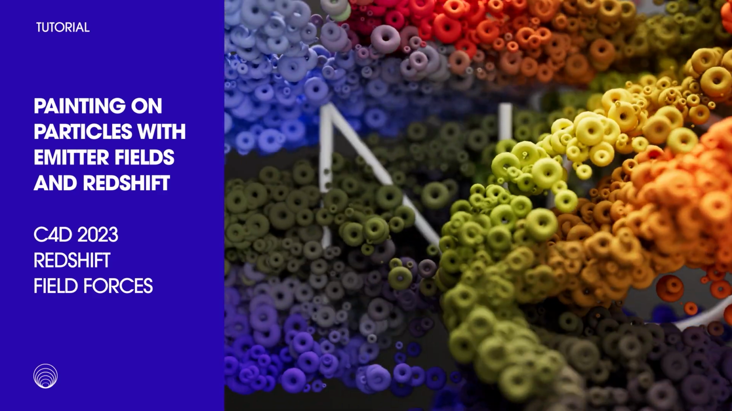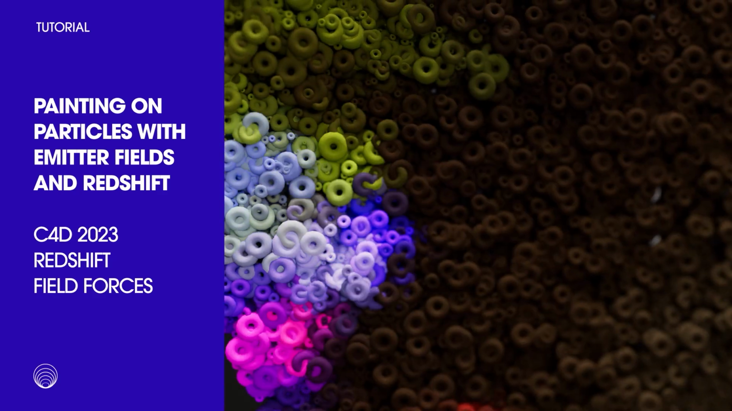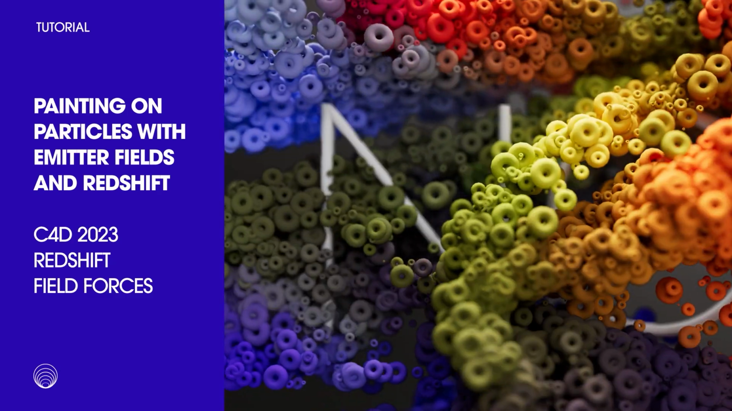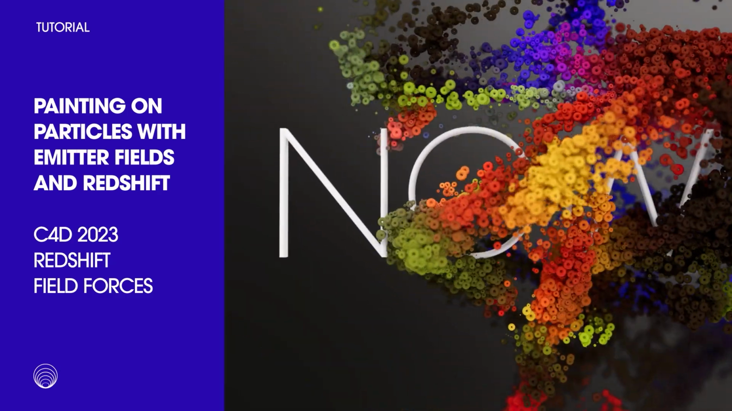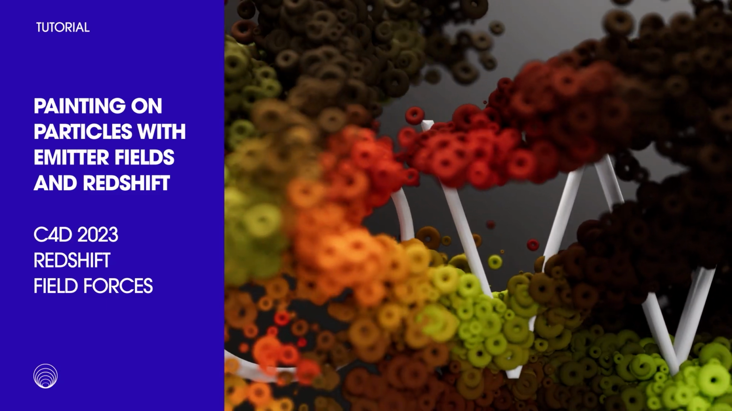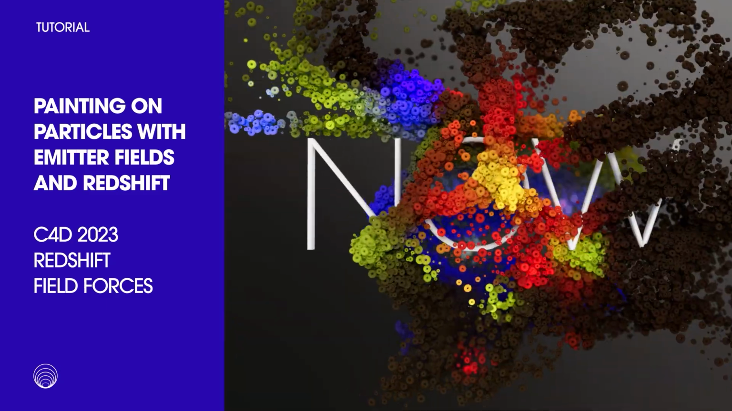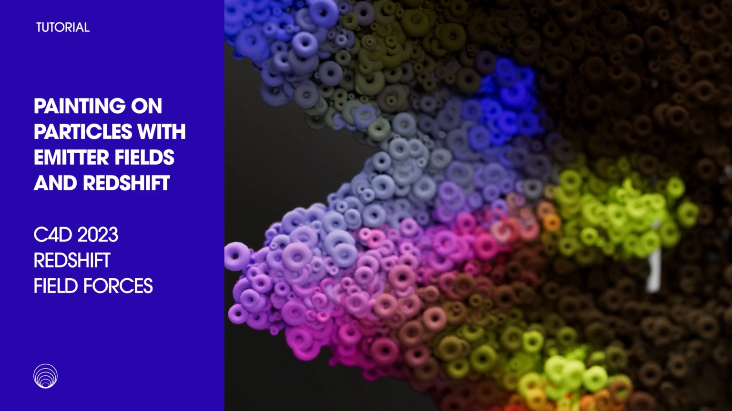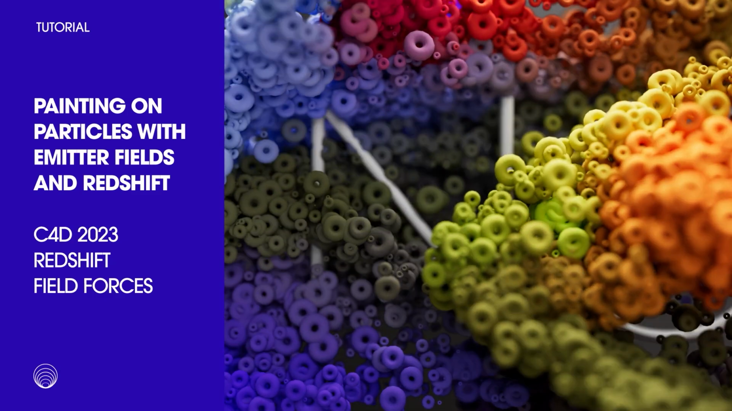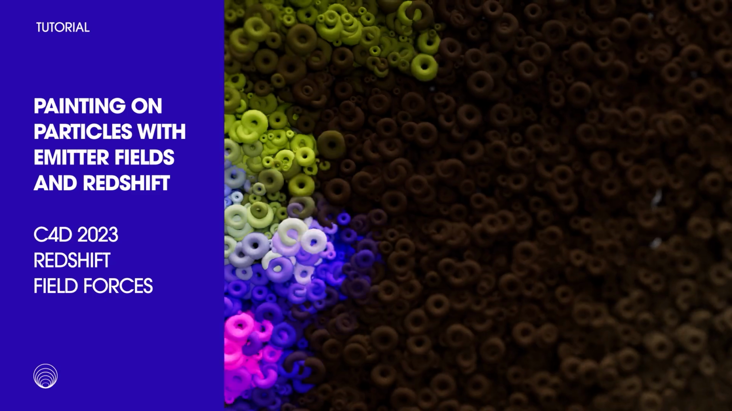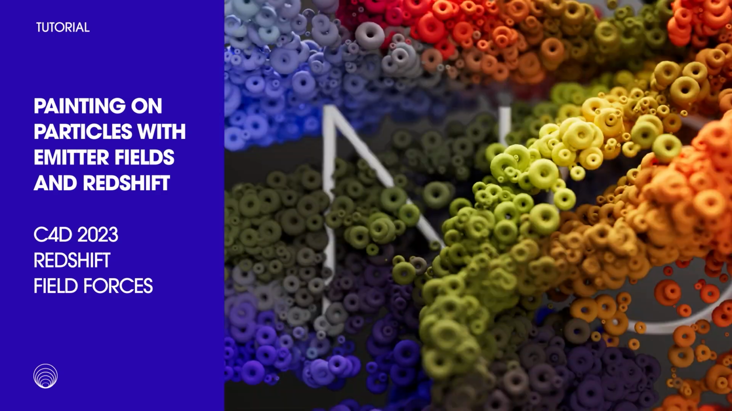Hi guys, welcome to another tutorial of Friends of Motion, and today we're going to have fun with painting on particles with emitters. I'm just going to use the built-in features of Cinema 4D 2023 and Redshift, but this will also work in R26. Let's dig in.